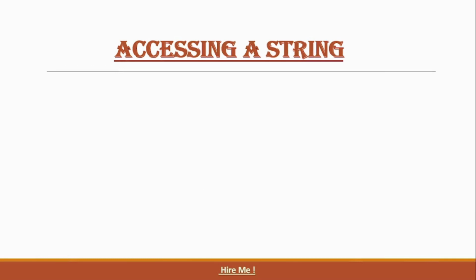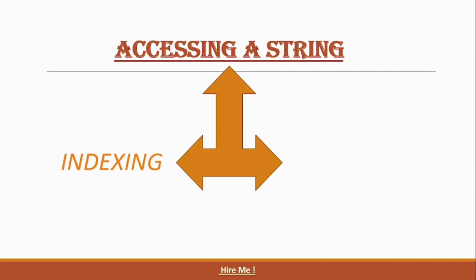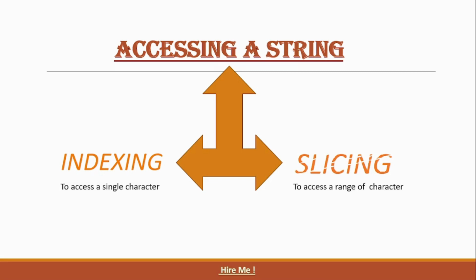Now let's understand how we will be able to access a string. So there are two ways to access a string. The very first one is indexing and the second one is slicing. So why and how are indexing and slicing different in terms of accessing a string? Indexing is a way to access a single character of a string, whereas slicing is to access a range of characters.